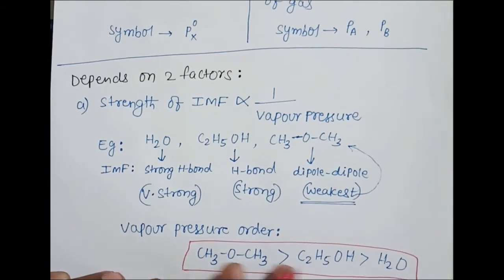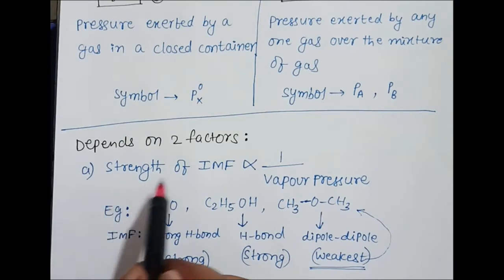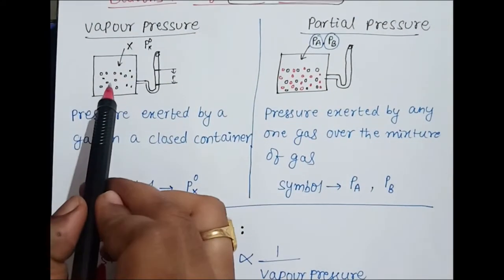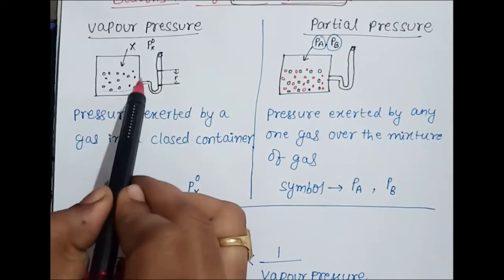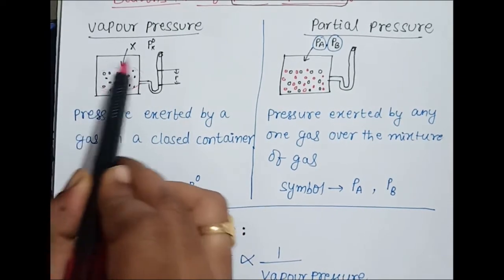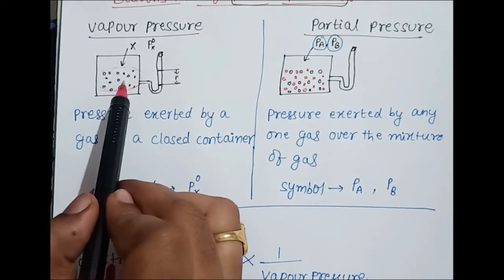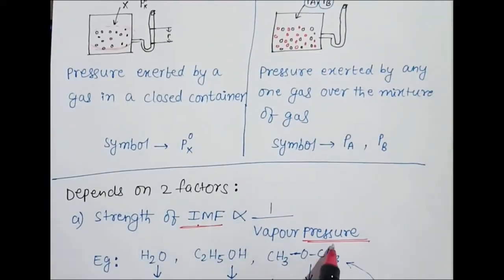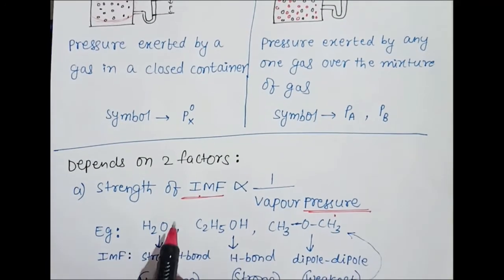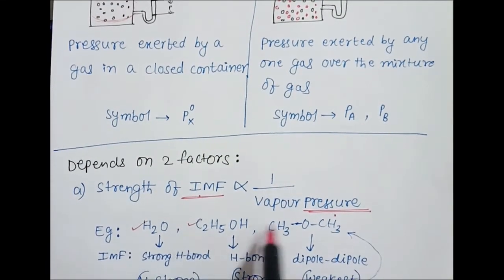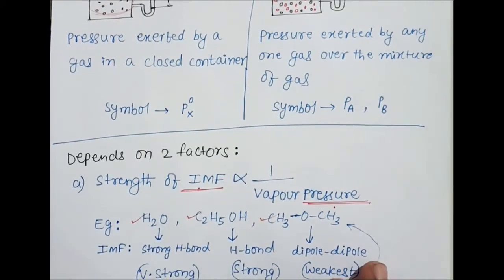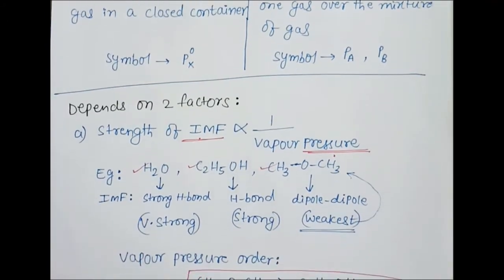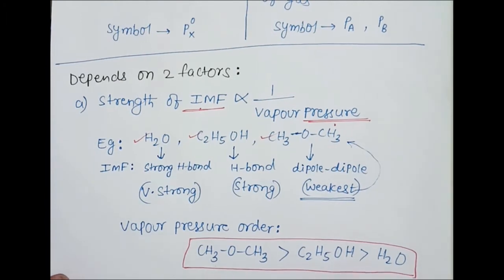Here I repeat once again, factor number one is the strength of intermolecular force. If intermolecular force is weak, the molecules can move very freely and will create high pressure. If intermolecular force is strong, the pressure will be low. So it is very simple, inversely proportional. The question was: given water, ethanol and dimethyl ether, arrange them according to the vapor pressure order. This is the answer. Got it?